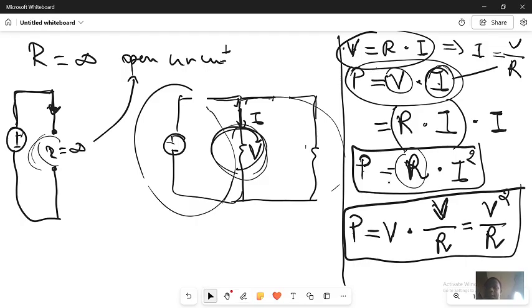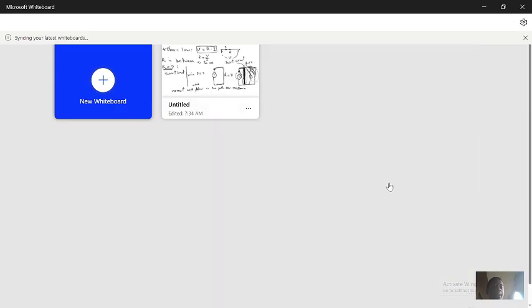Based on the given that will be in the exercises, I can use which formula? If you give me the voltage and the current, I can just use this one. If you give me the value of R and the current, I can directly use this one. If you give me the value of voltage and the R, I can directly use this formula. That is the power using Ohm's law.